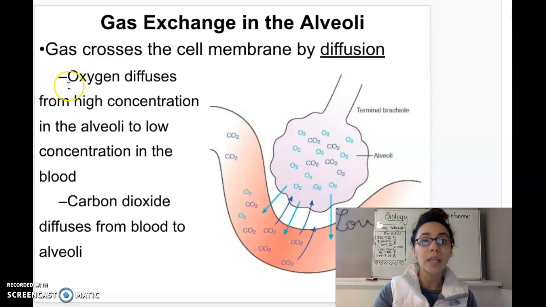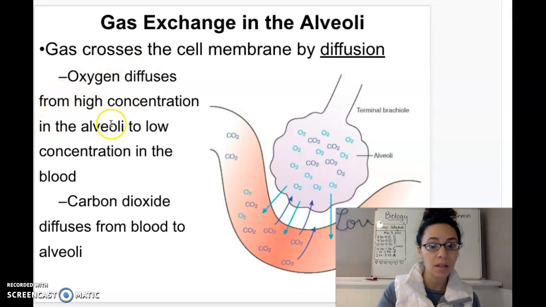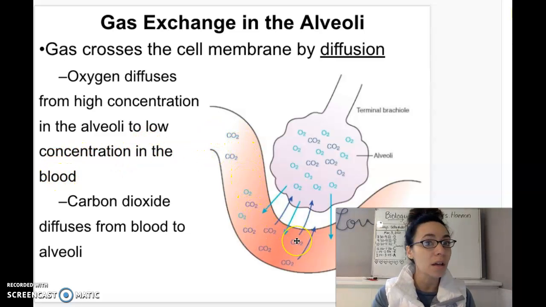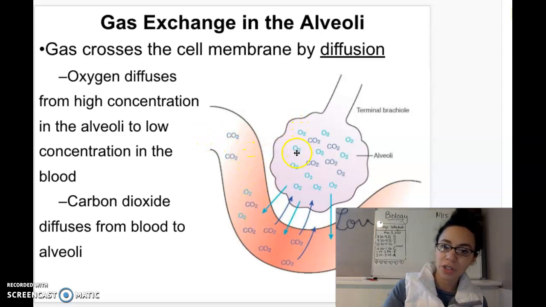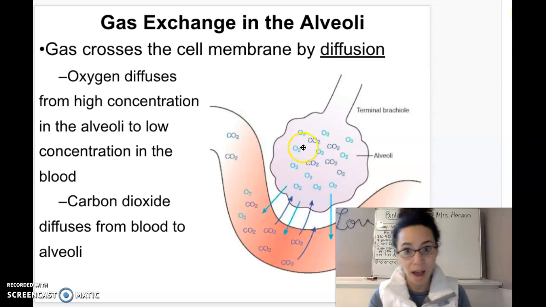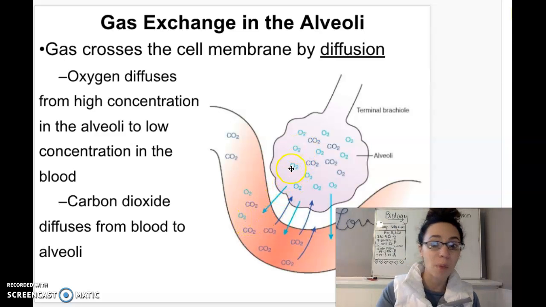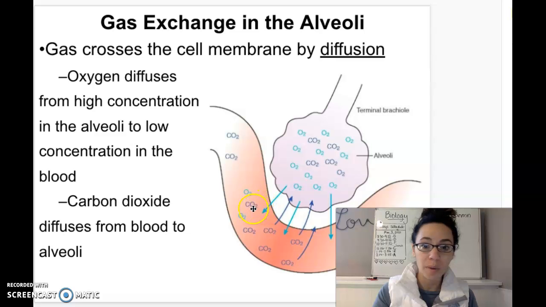Okay, so when we breathe in, we have a high concentration of oxygen in our lungs, in our alveoli. So oxygen diffuses from high concentration in the alveoli to low concentration in the blood, because the blood that's entering the lungs is low in oxygen. We call it deoxygenated. So this has low oxygen. So the oxygen just naturally moves from high to low concentration. It's small enough to fit right across the cell membranes of both of these cells. So it just moves right across from high to low concentration.